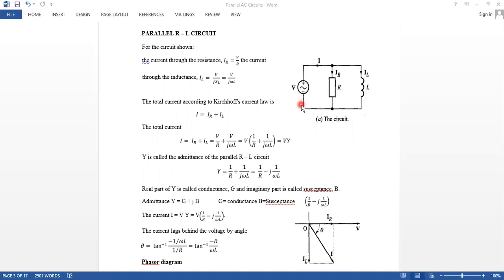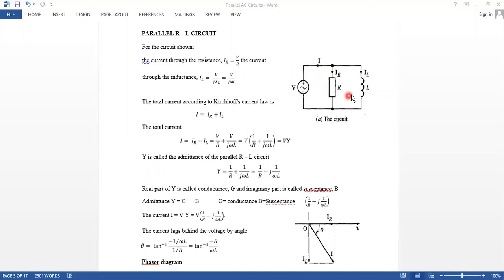Okay, so here since the two components R and L are in parallel, the current is different in each of the branches. That is why let us take I as the current in the main circuit, and let IR be the current in R and let IL be the current in inductance L.